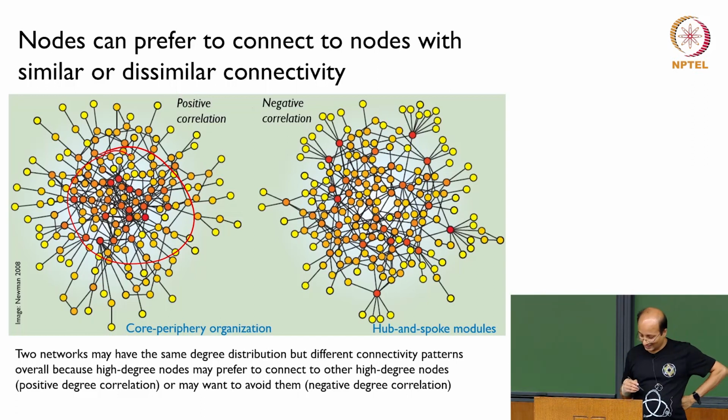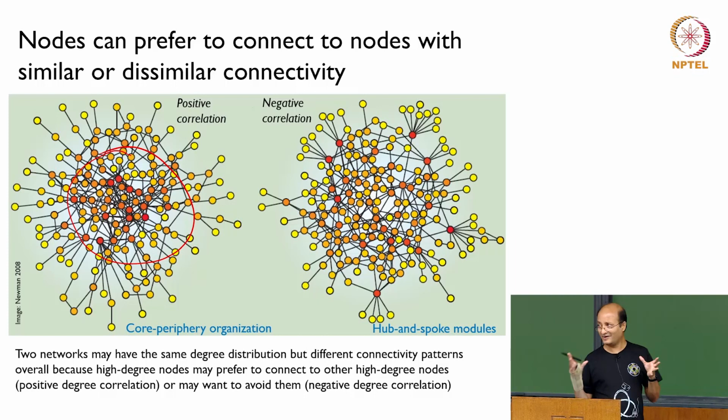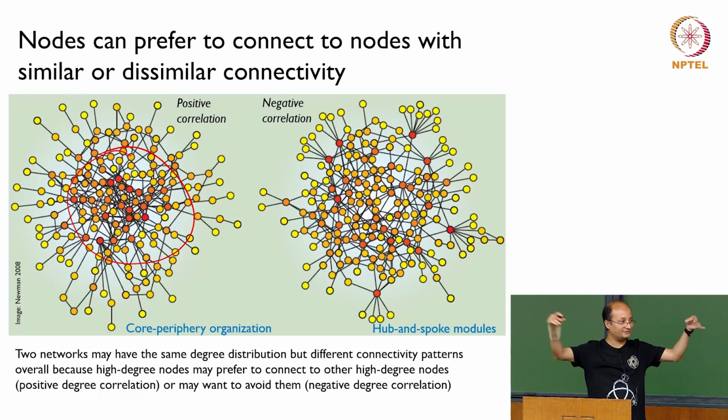Again, social networks actually show this. You have a very densely connected core of very popular gregarious people, and then there are these shy individuals who are tenuously connected to the network through just one or two friends.